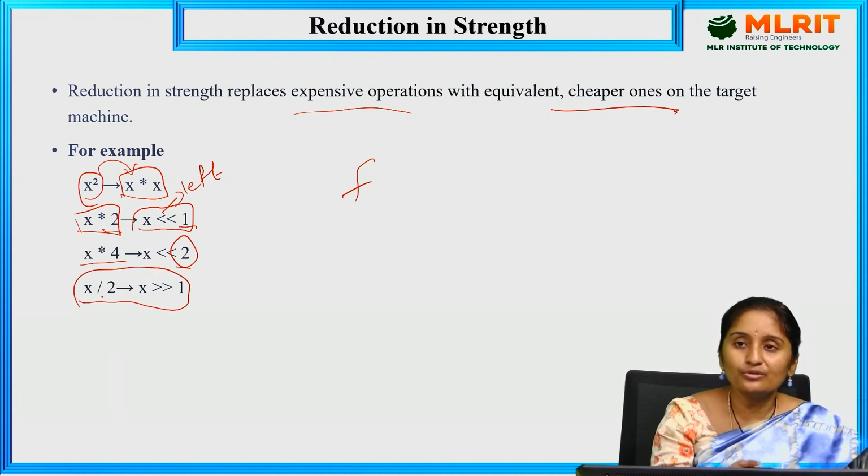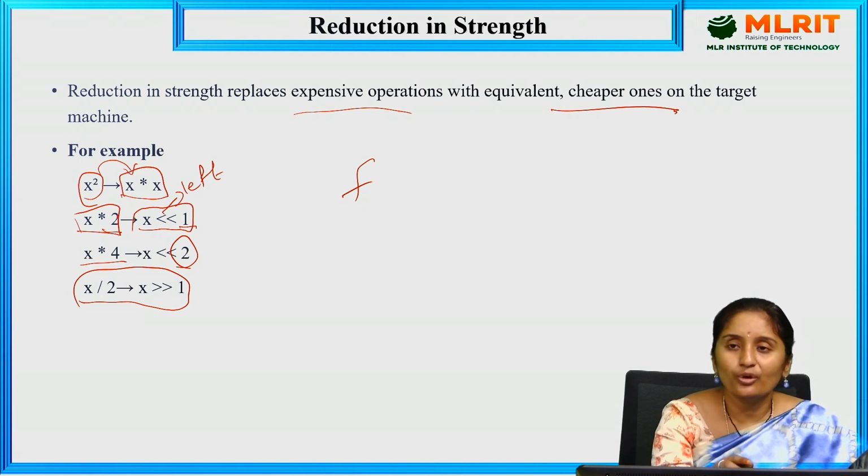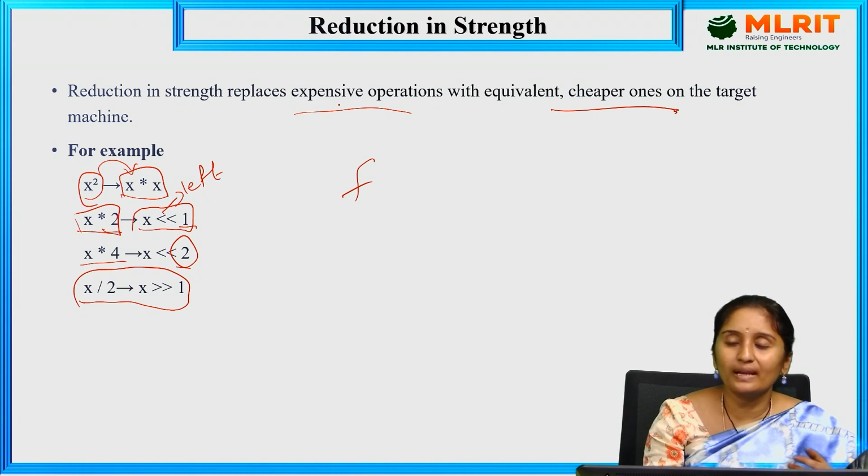So to optimize the program, the expensive operations are replaced with cheaper ones, with which the statements execute fast or take less time. Those statements we replace, and that is nothing but reduction in strength.